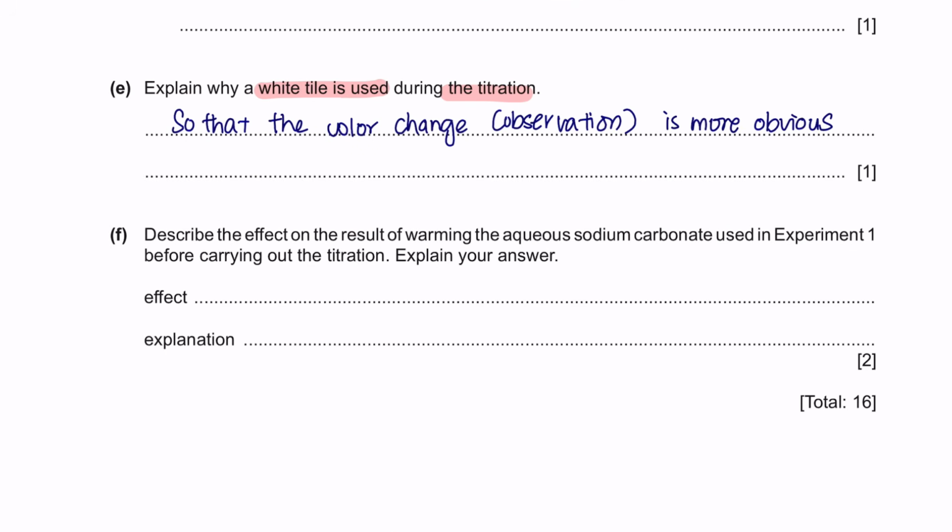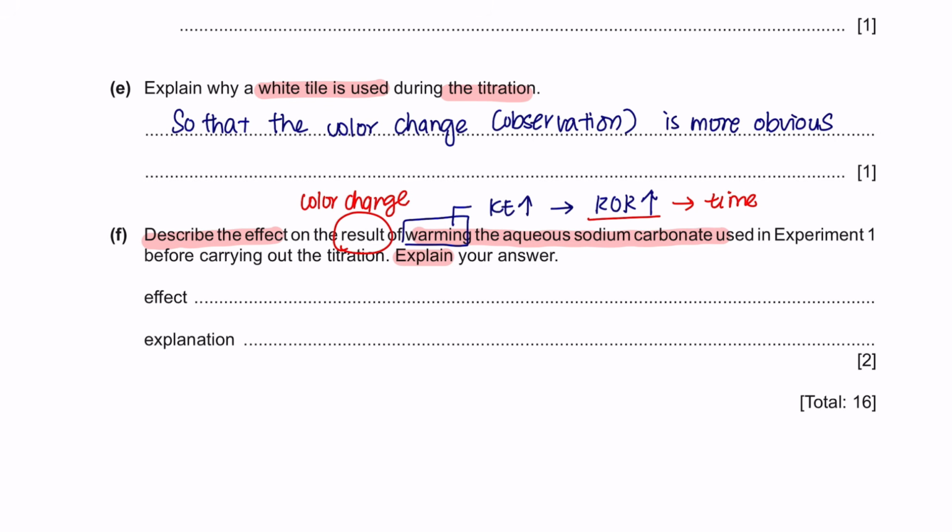Next, question F. Describe the effect on the result of warming the aqueous sodium carbonate used in experiment 1 before carrying out the titration, and explain your result. When warming a solution, it increases the kinetic energy of the particles, which then leads to a faster rate of reaction. In this experiment, the result is the color change. Increasing the rate of reaction will only speed up the reaction, which means that the time taken will be shorter. But the time taken here is not the result that we are looking for. We are looking to find the color change.